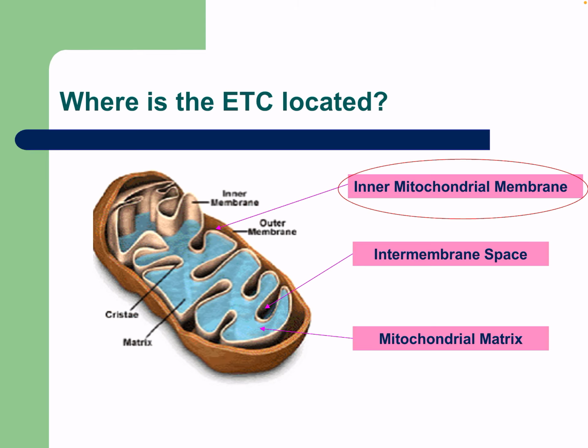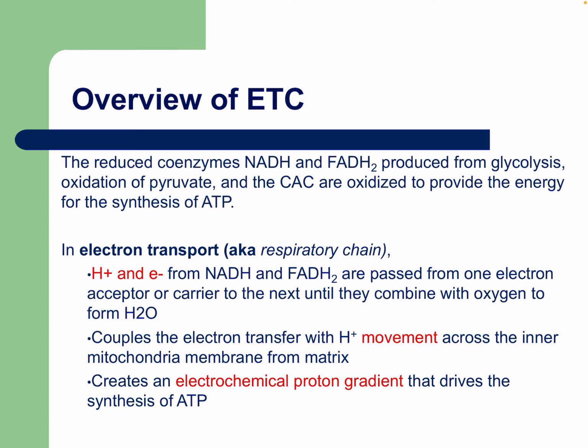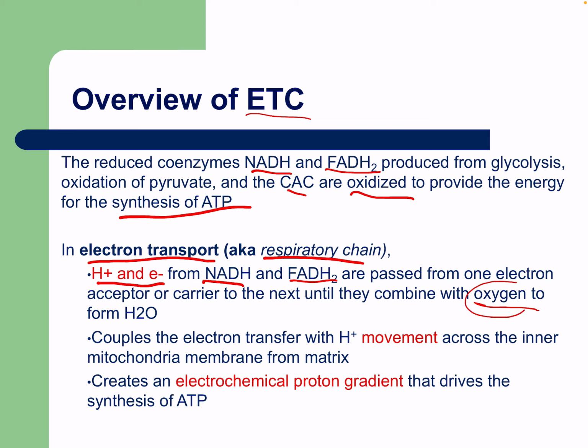So the electron transport chain is located in the inner mitochondrial membrane. So here we can see the inner mitochondrial membrane. So the overview of the ETC. So essentially the reduced coenzymes NADH and FADH produced from glycolysis and oxidation of pyruvate and the citric acid cycle are oxidized to provide the energy for the synthesis of ATP. In the electron transport chain, aka respiratory chain, the hydrogen ions and electrons from NADH and FADH are passed from one electron acceptor or carrier to the next until they combine with oxygen, which is referred to as the final electron acceptor, to form H2O.